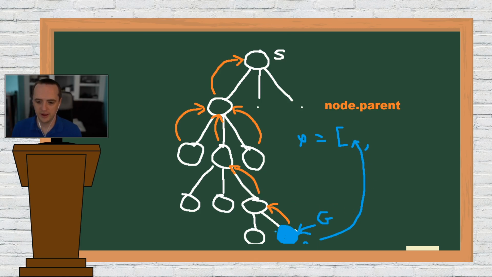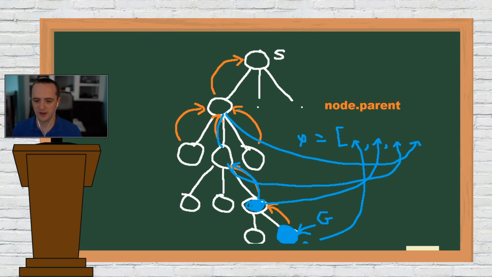Okay? Then we follow the node pointer back to this one. And then we take its action and add that into the path. Then we follow the pointer back to this one. We take its action and add it into the path. Then we take this pointer and we add its action into the path. Then we take this one, right?